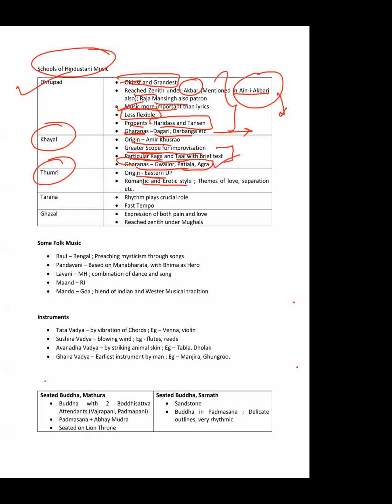It is a romantic and erotic style, themes of love, separation, and pain. Tarana, rhythm here plays a crucial role, and it is based on fast tempo, right? Very quick, dun dun dun dun. Ghazal, expression of both pain and love. It reached zenith under Mughals. Right. This much is important. This much is needed.